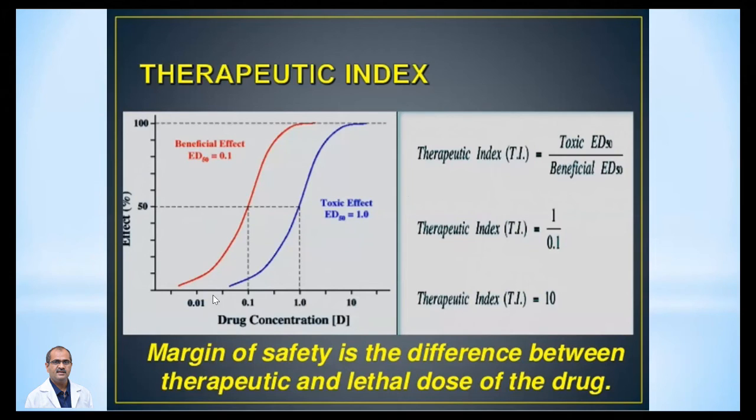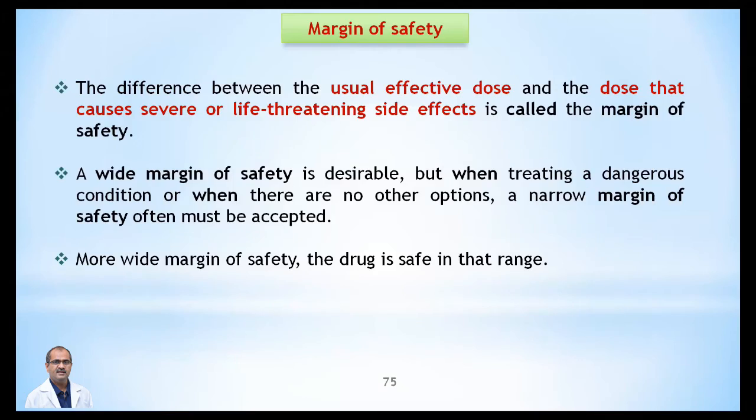So in this particular chart, this ED50 is 0.1 and the toxic dose 50 is 1 milligram. So it will come up, divided by 0.1, and then the therapeutic index is 10. As the therapeutic index goes on increasing, the safer the drug is.